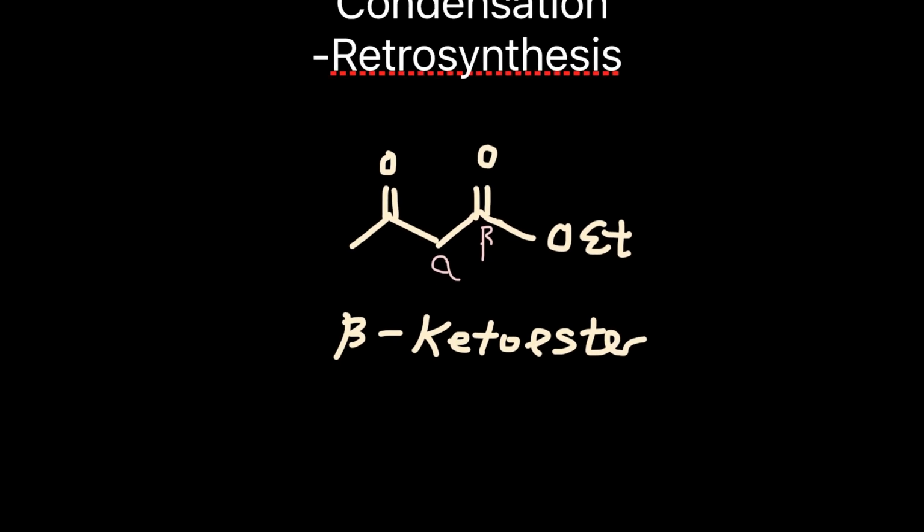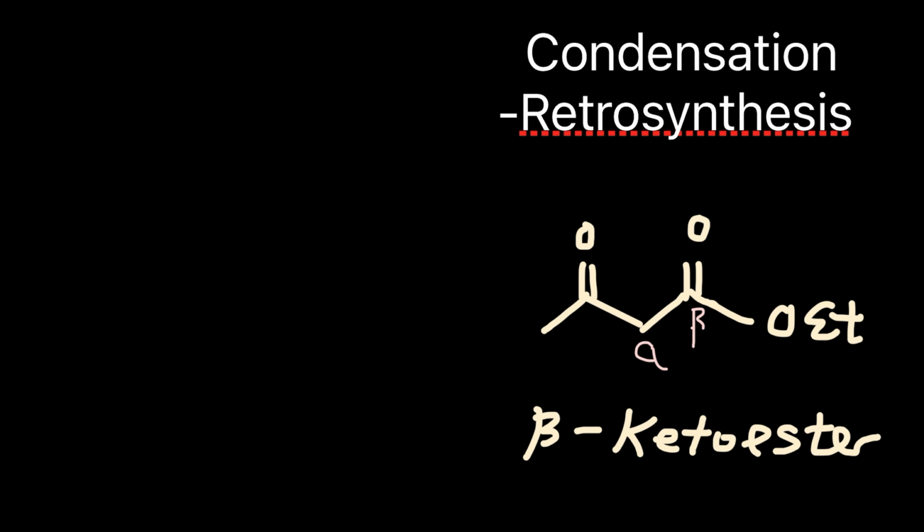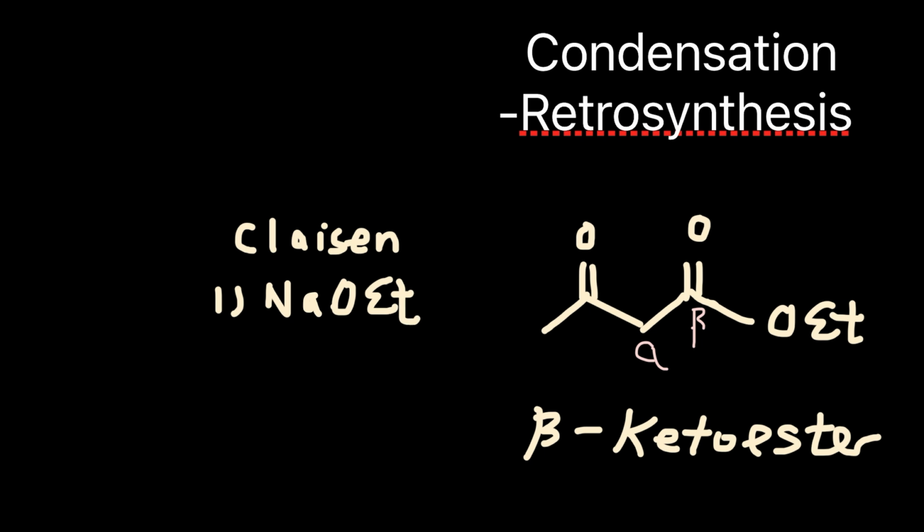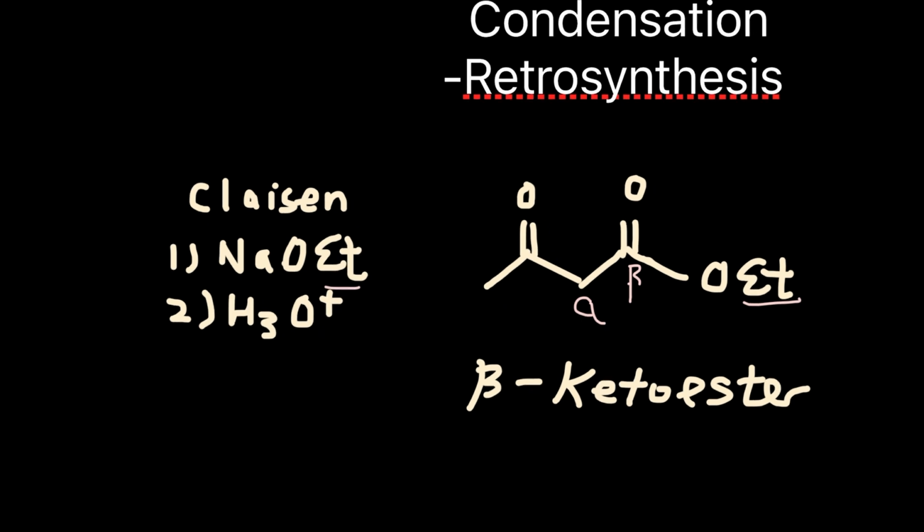And by the way, condensation means combining two carbonyls into one molecule. And here we combine two esters because it's a beta ketoester under the Claisen reaction, which involves the first step as a deprotonating source, NaOEt, could be NaOMe as well, depending on what your ester is, followed by acid. And a lot of these condensation reactions are reversible, but sometimes it favors a forward reaction more.